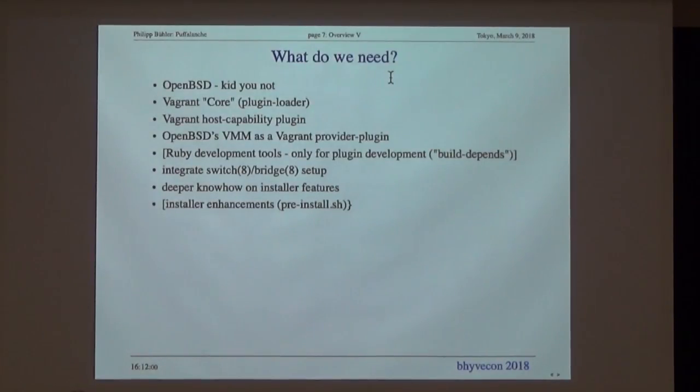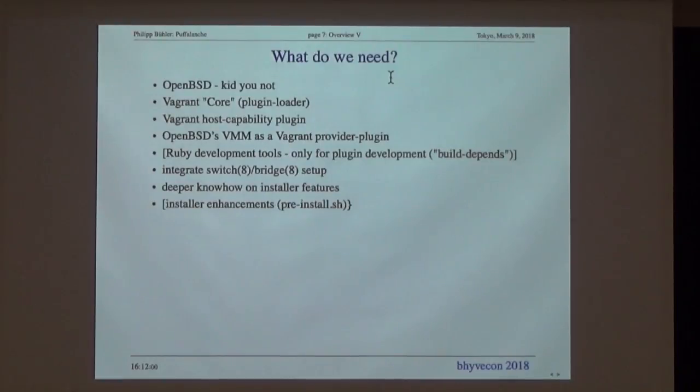OpenBSD, of course. The Vagrant core. I think everybody knows what Vagrant is actually, or maybe not. More or less a piece of Ruby loading plugins. And any extension to Vagrant is done by plugins. Even the whole thing of Vagrant itself, it's more or less maybe 5% core, and the rest of it is plugins.